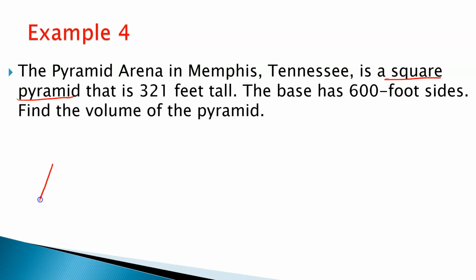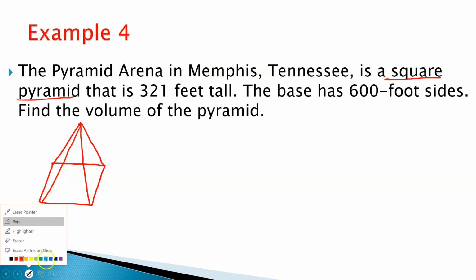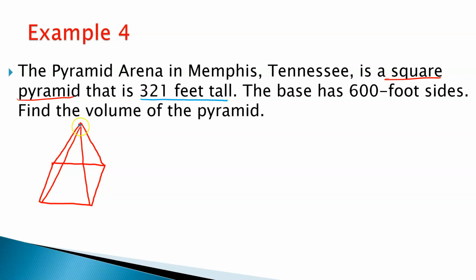That means at the bottom, the base down here, it's a perfect square. Let's see if I can draw a better pyramid this time. Okay, so there's my pyramid. And again, the base is a square. Let's fill in the other information. It is 321 feet tall from the top down to the center. That measures 321 feet. And the base has 600-foot sides. So this is 600 feet. Not only that side, but also the other side is another 600 feet because it has a square base.